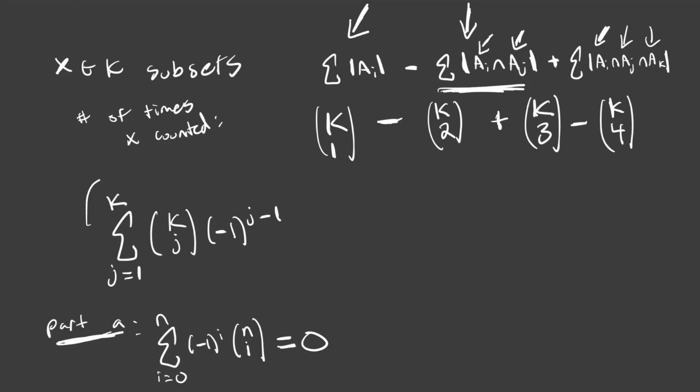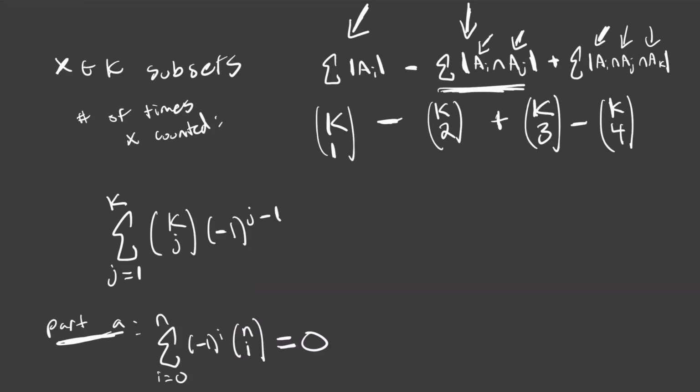So this equation right here is counting the number of times that x got counted when x existed in k subsets. So we would expect that this would equal 1 when k is greater than or equal to 1, right? When x exists in at least one subset in our union. And we would expect this to equal 0 when k is 0, right? When x exists in 0 subsets.